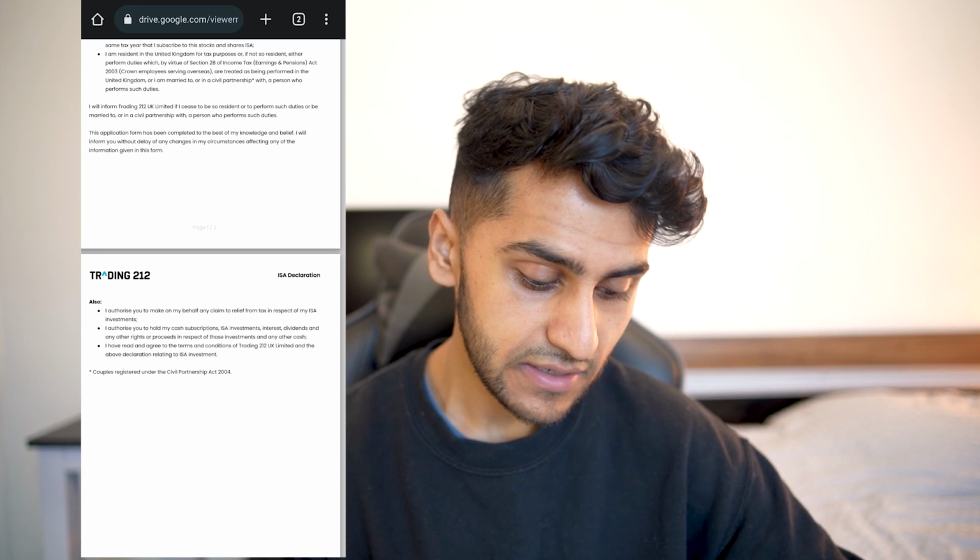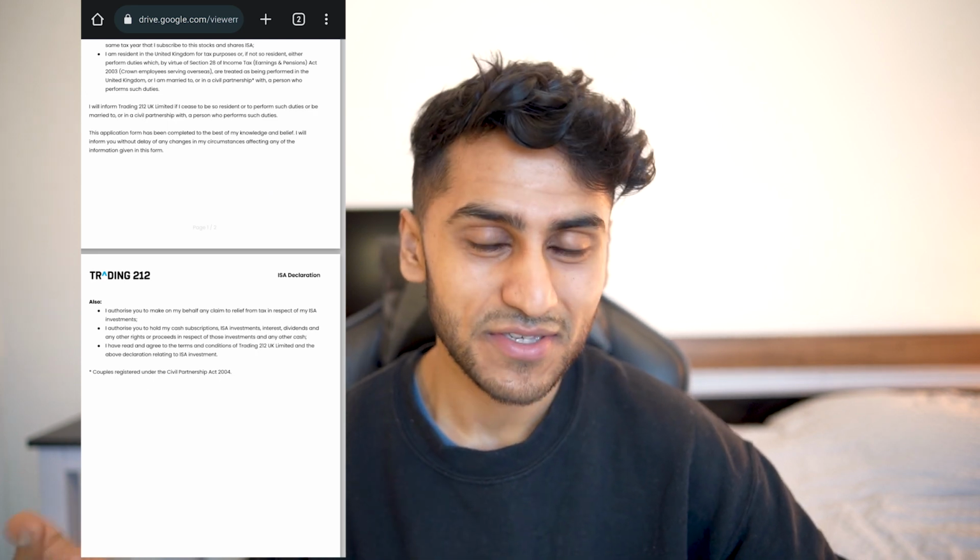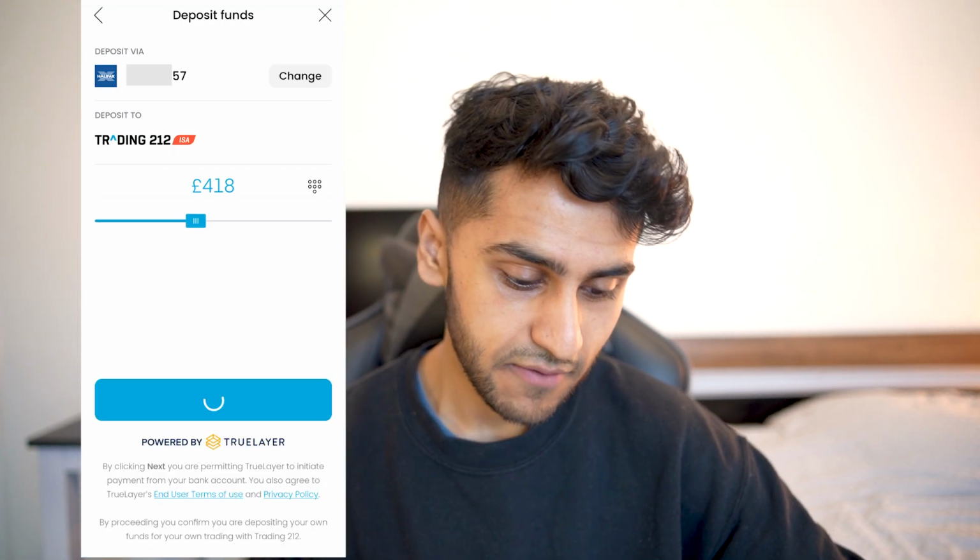And even if you put in £100 into Trading 212 and you change your mind and you want to open one with InvestEngine, for example, you can't actually put money into InvestEngine, because even with £100 or even £1, you have started your ISA with Trading 212. And essentially just read this and just agree with their terms, because you have to. So after you do that, you just press I confirm.